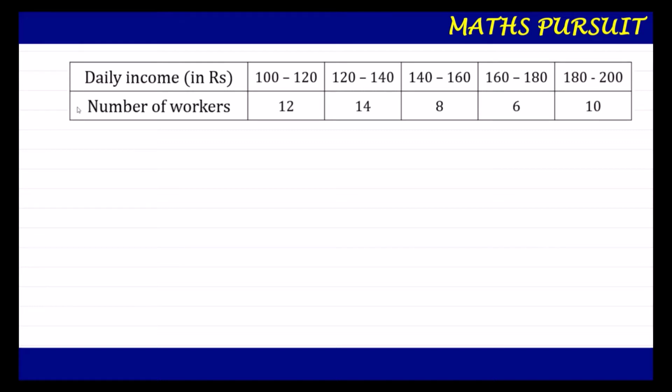So this particular row is our class interval row, where they have given daily income in rupees. We are going to convert this class interval into a less than type distribution, and after converting it, we will move ahead to drawing a graph. Which graph? The less than ogive graph. We are going to draw a less than ogive graph.